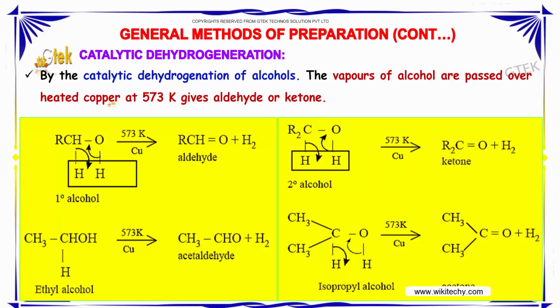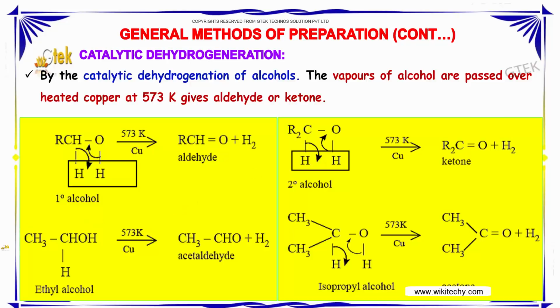It can also be prepared by the catalytic dehydrogenation of alcohols. The vapors of alcohol are passed over heated copper at 573 Kelvin, which gives aldehyde or ketone. Similarly, take a primary alcohol at 573 Kelvin in the presence of copper powder, we obtain aldehyde, because one hydrogen and one oxygen get removed. Similarly, in a secondary alcohol, this hydrogen and this hydrogen break bonds, therefore producing a double bond between the carbon and oxygen, producing a ketone.